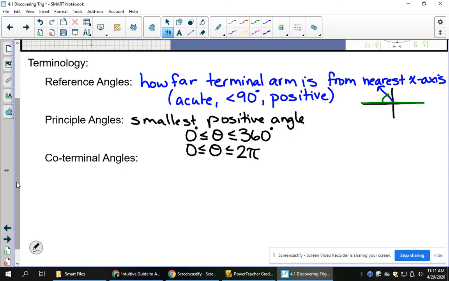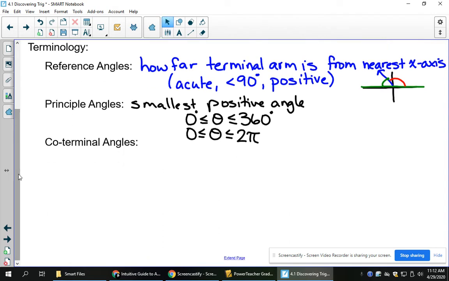So my principal angle on the drawing that I've already got there goes back to the positive x-axis. It's my angle in standard position that we talked about in grade 11 in the positives. So the smallest positive angle here would be something bigger than 90 according to my picture. So maybe it's like 110 degrees.